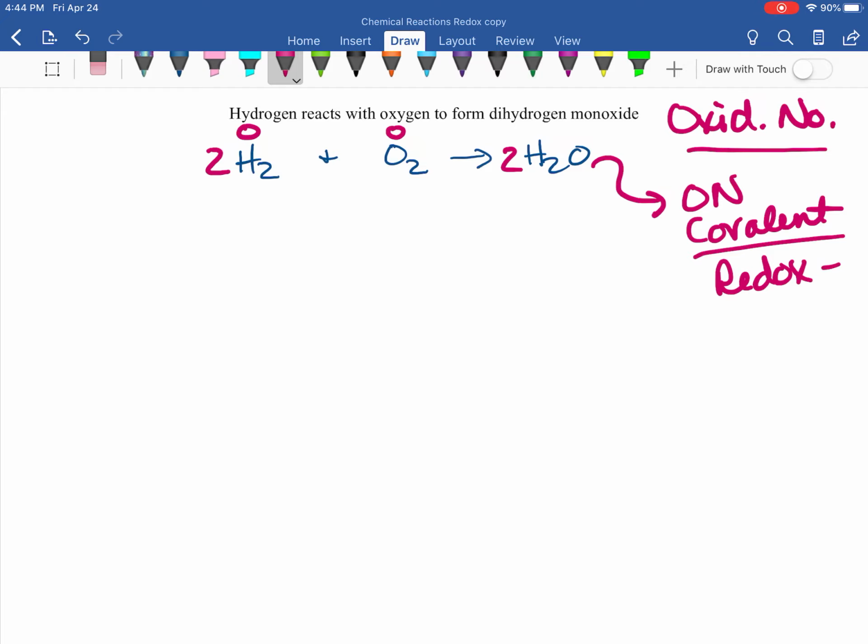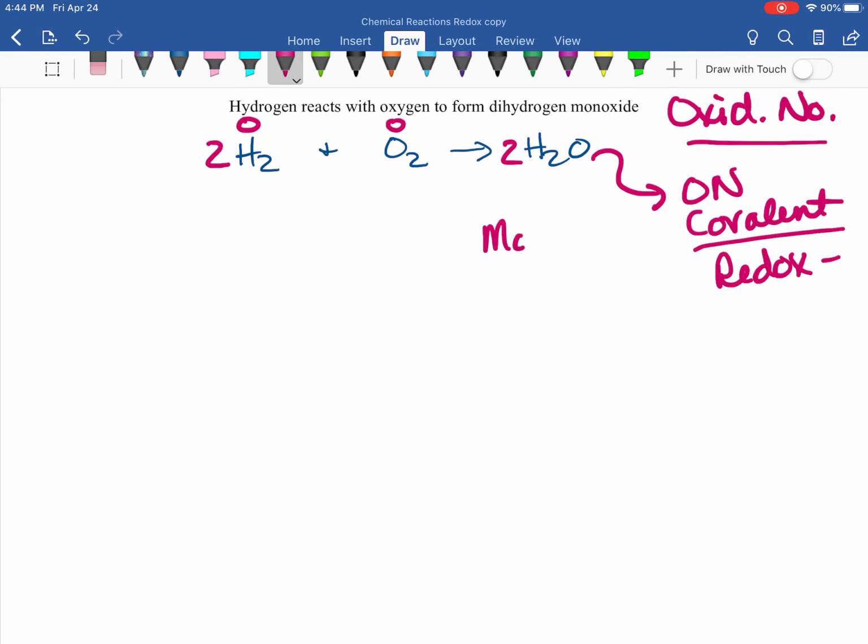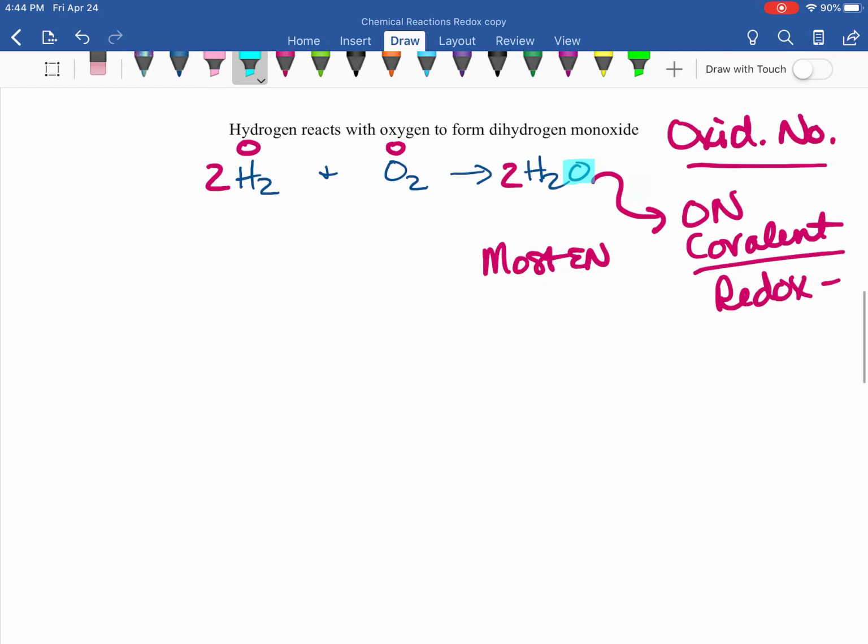All right, elemental forms are still 0. Look at that, hydrogen, oxygen, elemental form. That oxidation number is 0. But now what the heck do you do with water? Well, we're going to follow one basic rule. Find your most electronegative element. All right, we know that is oxygen. You could double check that on your periodic table if you want to.